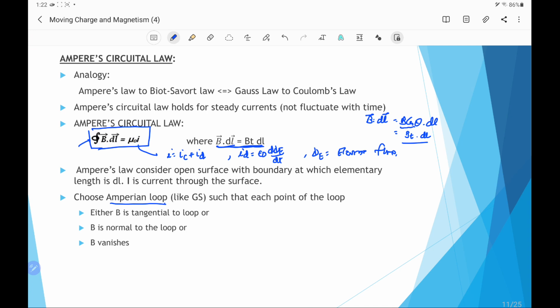We choose the Amperian loop in such a way that at each point of the loop, either, first, B is tangential to the loop, that means theta between the field B and the elementary length dl is 0 degree, or B is normal to the loop, it means theta equal to 90 degree, or third, B vanishes or B is 0. Using these conditions satisfied by the Amperian loop, the problem gets simplified.